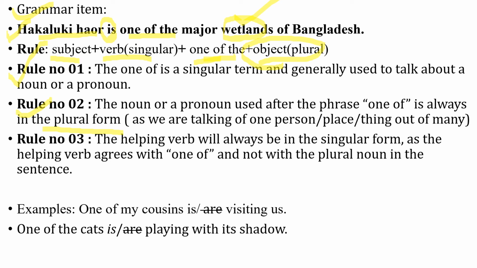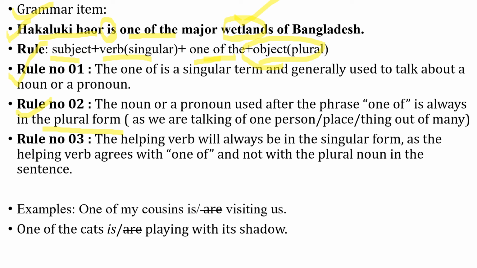Because whenever we use one of, we are actually discussing one particular thing among lots of things. For example, if I mention one of the students, I'm not discussing the whole group of students, I'm mentioning just one of the students, not all of them, only one.